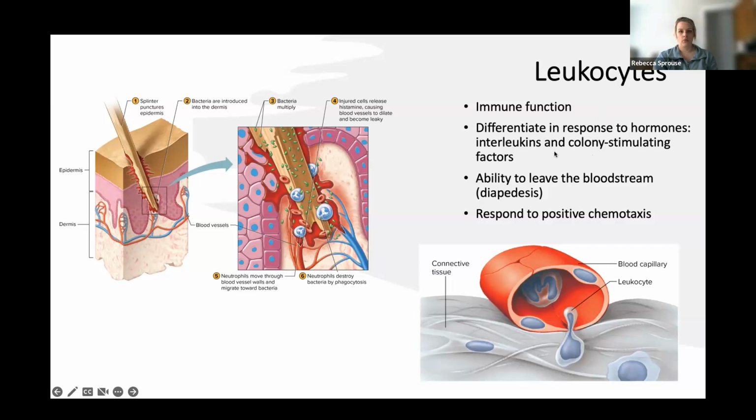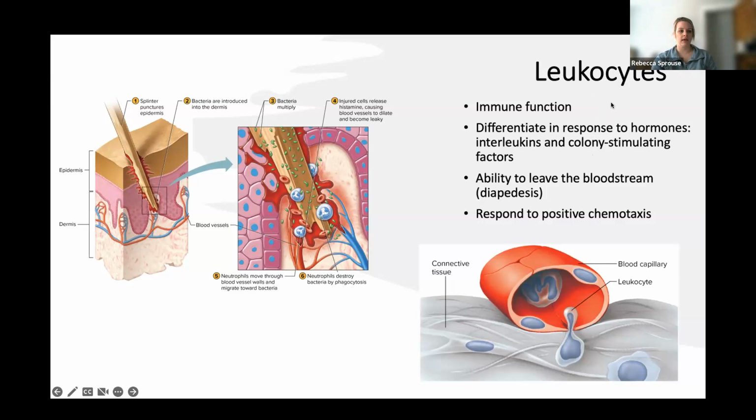They are still made in the red bone marrow. They mature in your immune glands, which we're going to get to in the lymphatic system: some in the thymus, some migrate to lymph nodes or the spleen. So lymph nodes, spleen, thymus. That would be it.